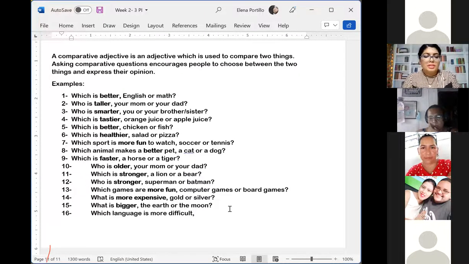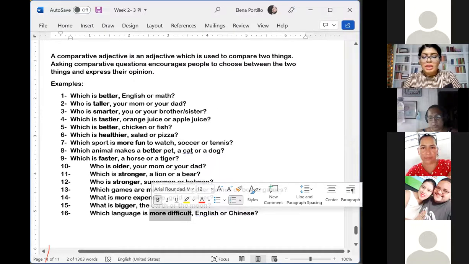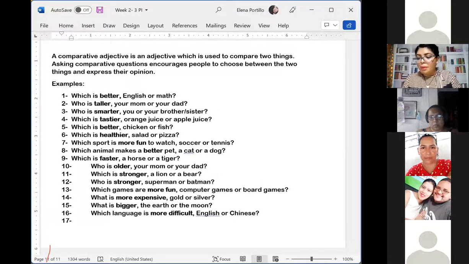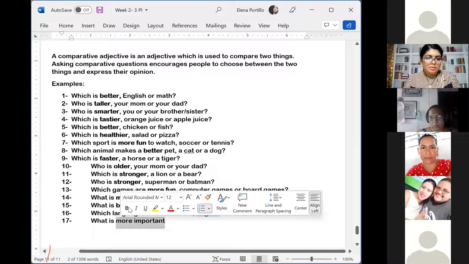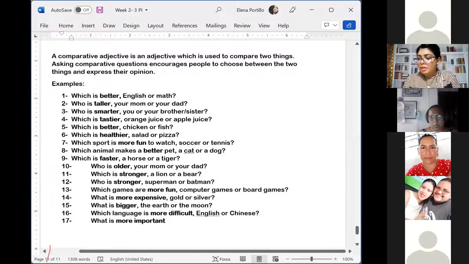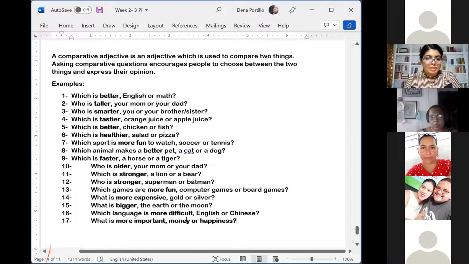English or Chinese? More difficult. Then we have, what is more important? Money or happiness? In this case, we're going to say both. Money and happiness.